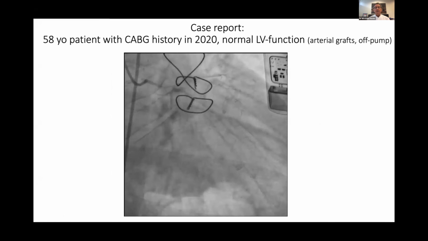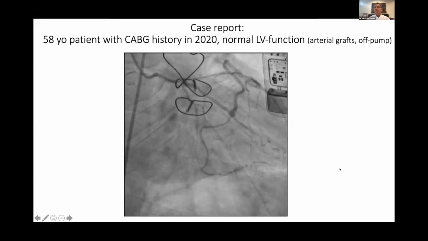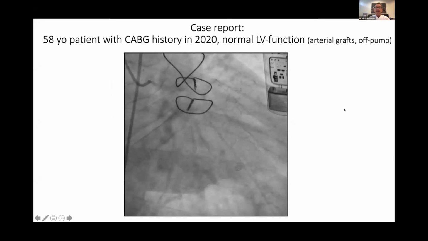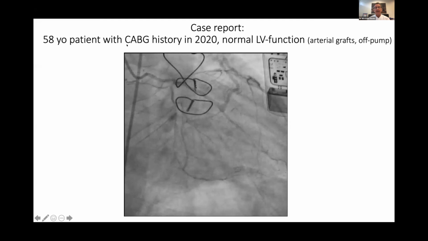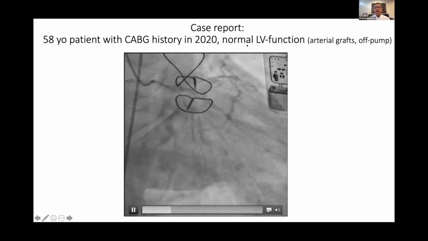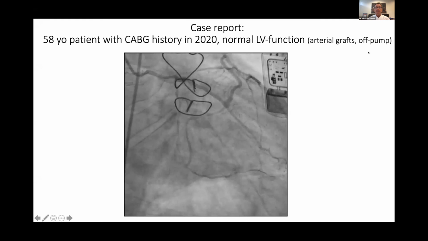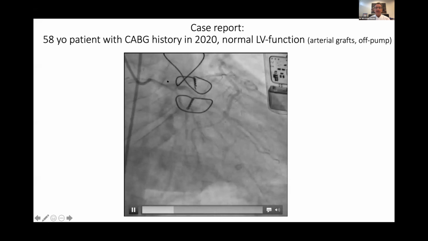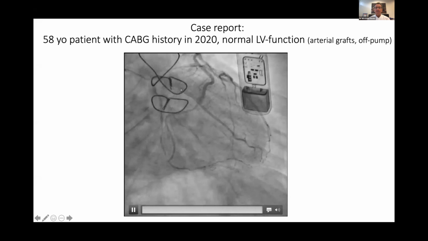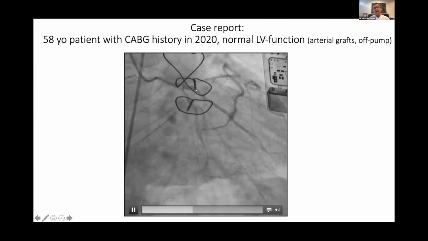And I just show you now this case, because I know there is a surgery professor from Oxford, Professor Agat, with us. This is a 58 year old patient with CABG history, 1 year back, still normal LV function, and he got arterial grafts off pump. So there was a trifurcation, really significant left main lesion, subtotal LAD, problem with LCX in this huge marginal branch or intermediate branch.